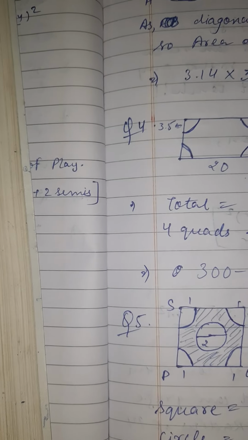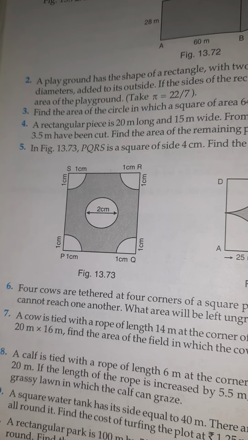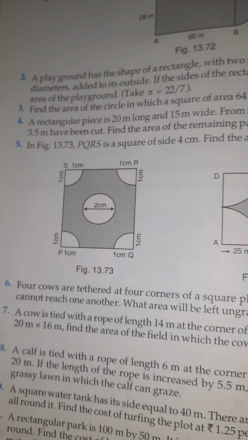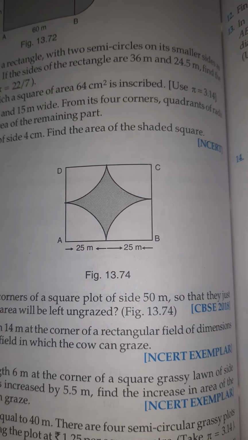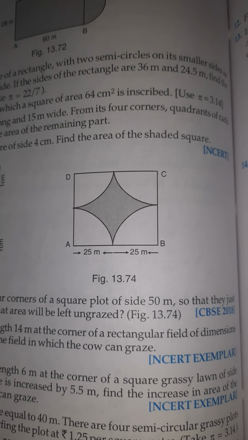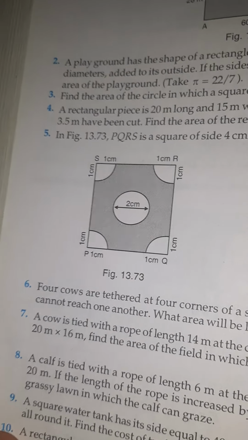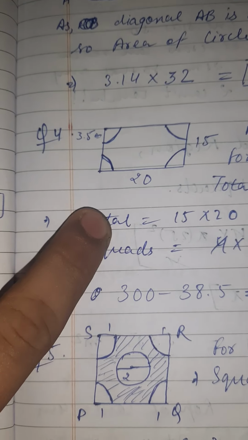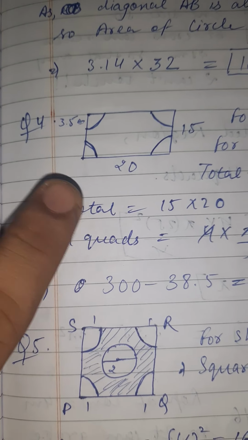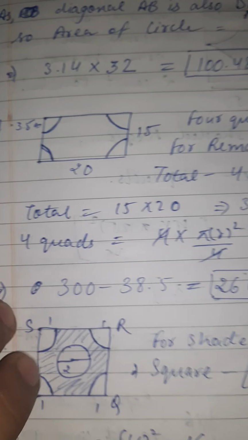Now we shall move forward to question number fourth. So here's question number fourth. It's saying that there is a rectangular piece of 20 by 15 meters. From its four corners, quadrants of radii 3.5 meter have been cut. Now we need to find the remaining area. I have drawn a figure for this as well. It's 20 by 15, and the four quadrants of radius 3.5 meters have been cut off.